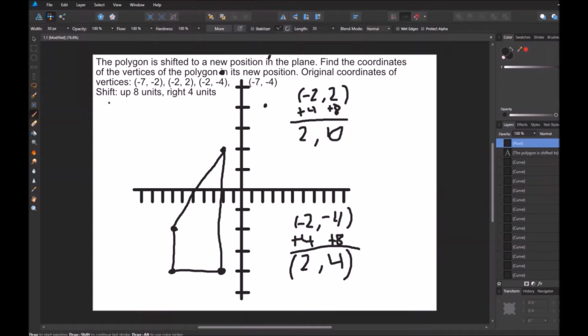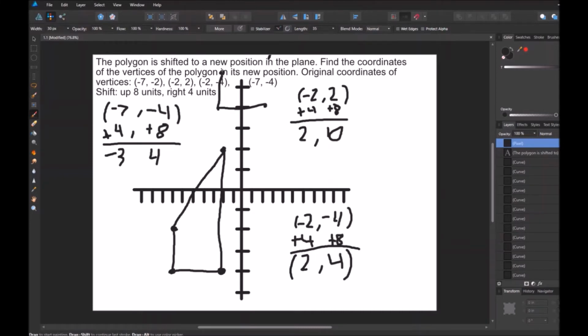Then our last point, -7, -4. Well, we're going to add 4 to the x, and we're going to add 8 to the y. So -7 plus 4 is going to give us -3, and -4 plus 8 is going to give us 4. So -3, 4.